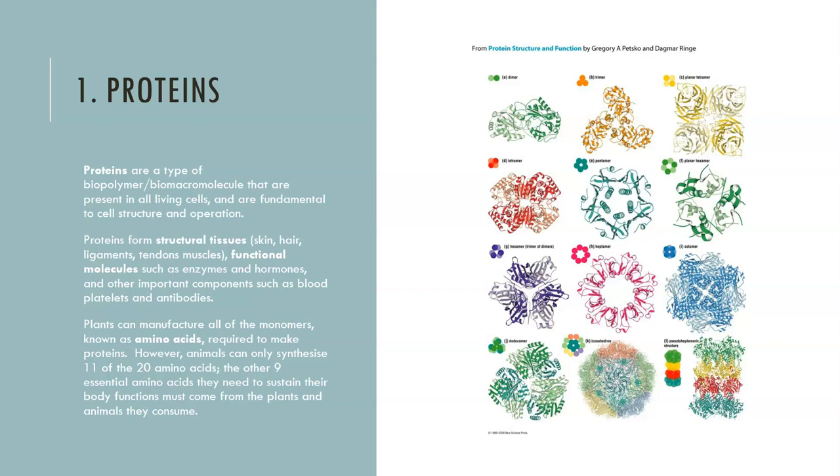Plants can manufacture all of the monomers for biomolecules, which are all amino acids, all 20 amino acids. Okay, however, animals only synthesize 11 of the 20 amino acids. The 9 amino acids that we are unable to synthesize naturally in our body are referred to as the essential amino acids, and these are what we must obtain from a healthy diet in order to ensure healthy function of our body.